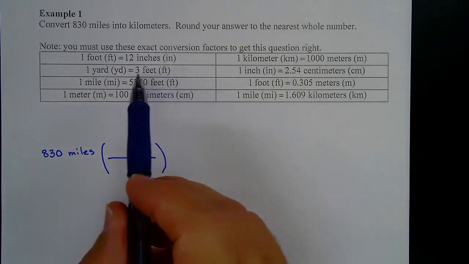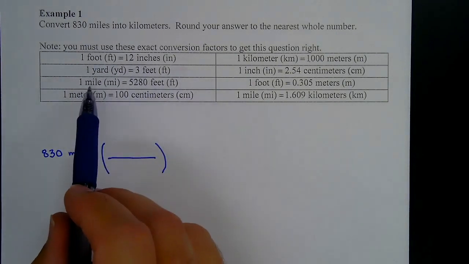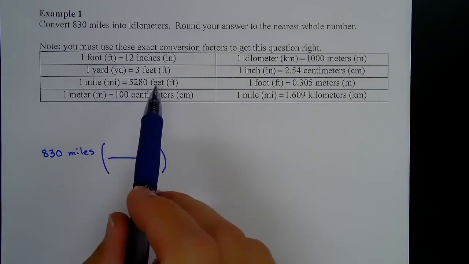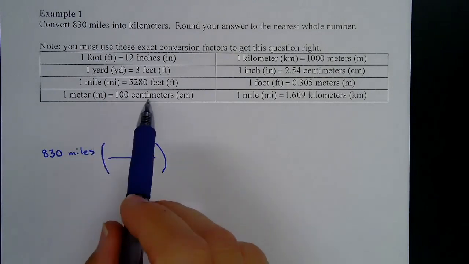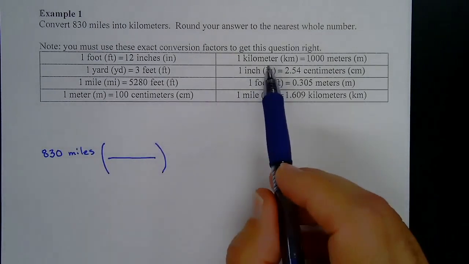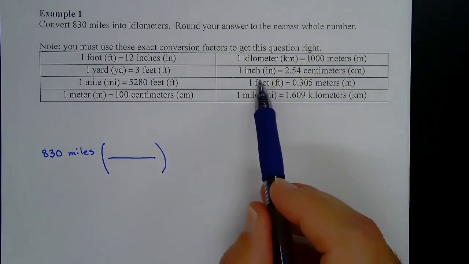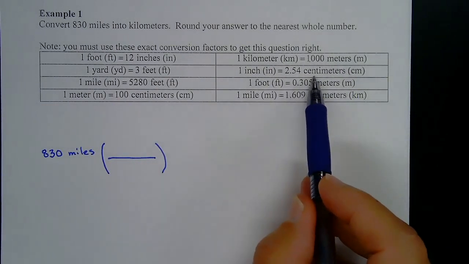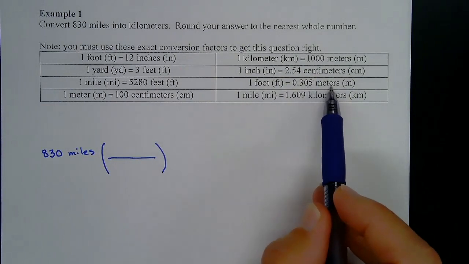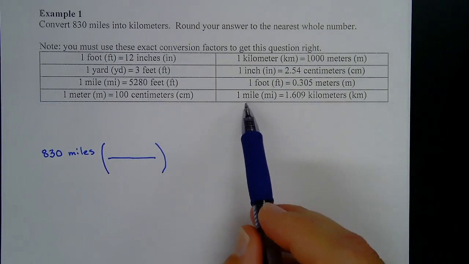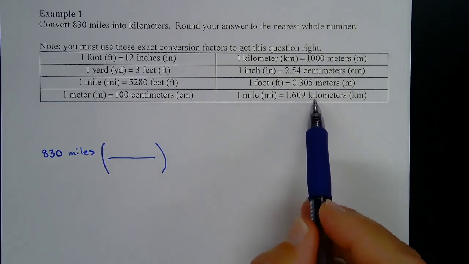So let's take a look. This one doesn't have miles. This one doesn't have miles. This one has miles, but it goes to feet. We may want to use that. Let's keep looking. So here, 1 meter, 100 centimeters. No, 1 kilometer is equivalent to 1,000 meters. 1 inch is 2.54 centimeters. 1 foot is 0.305 meters. No, here, 1 mile. Here we go. 1 mile is equivalent to 1.609 kilometers.